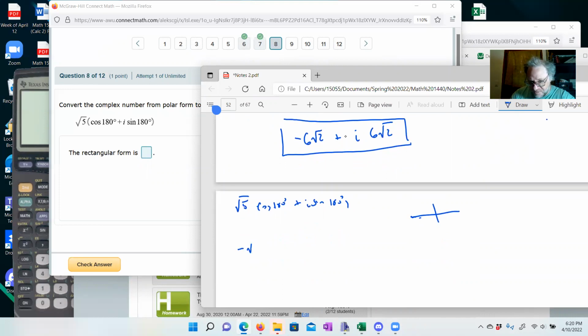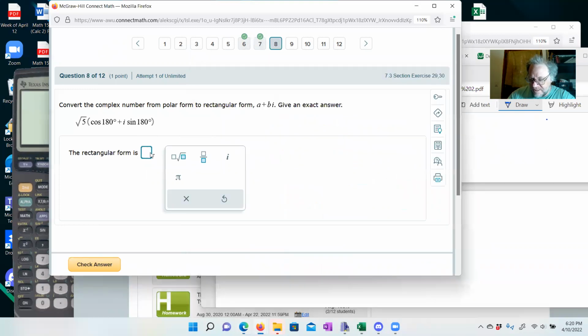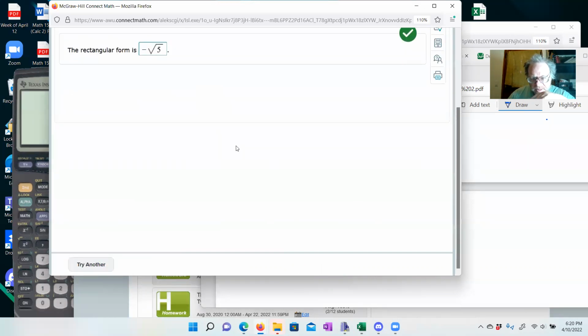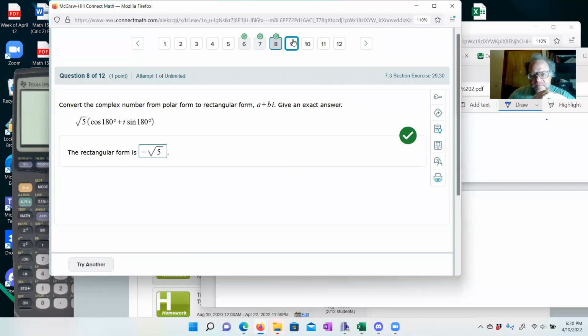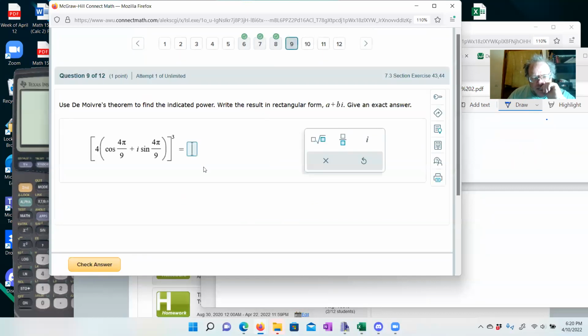So we have negative root 5. And then sine of 180 degrees, that's 0. So we don't have an imaginary part this time, just this guy here. So this is negative square root of 5. We'll call that good. They only wanted one at a time. Whatever. Okay.